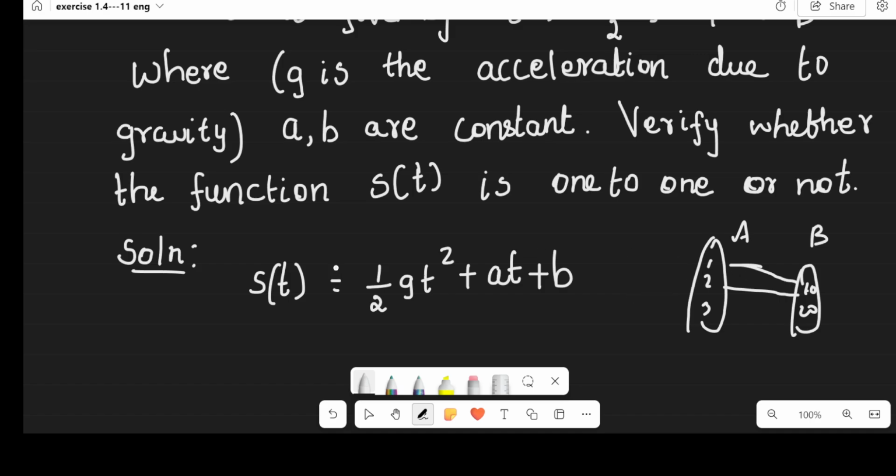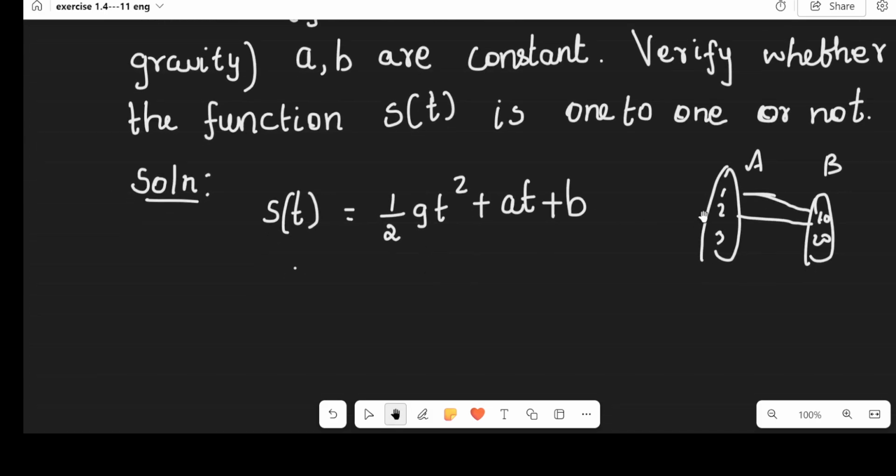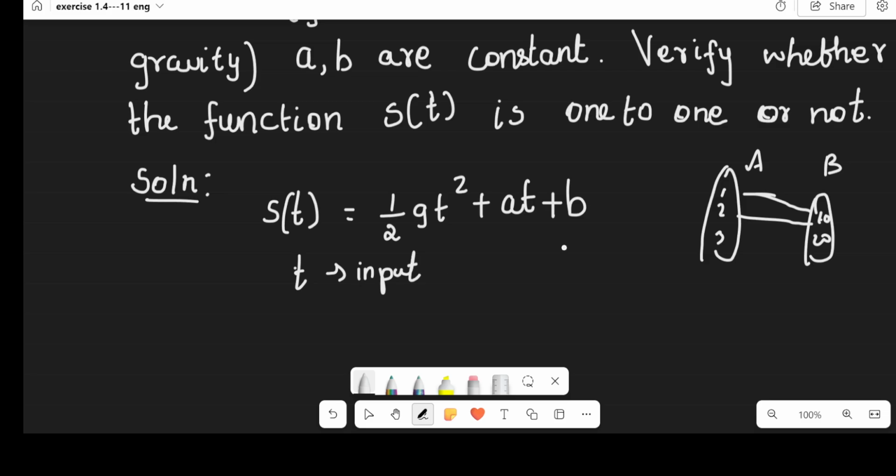Okay, here we are going to take this t. T is the input. Here input means first set, output means second set. Here we are considering t as an input, that means first set. S of t is an output. Okay, actually in the problem what is t? T means time. S of t means distance. Okay, that is given in the question.